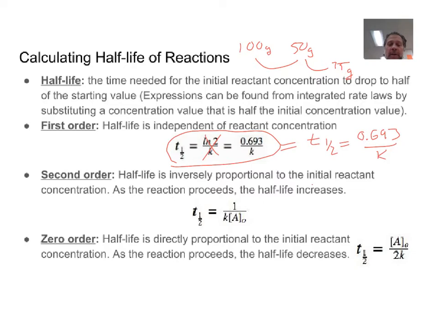The second order reaction takes the inverse of K and the initial concentration, and that's inversely proportional. And a zero order takes the concentration divided over 2K. Again, we don't see a lot of these, so the first order ones are the ones that we're going to focus on today.